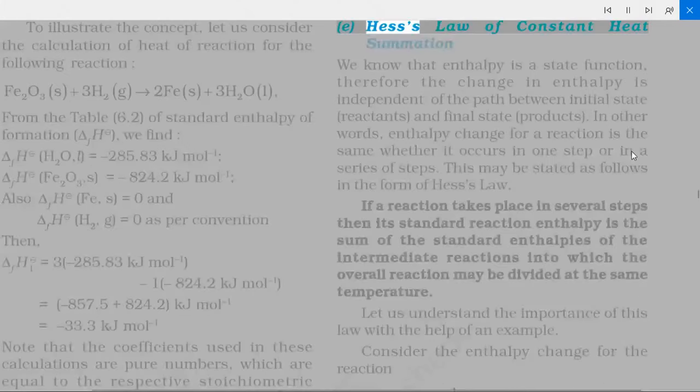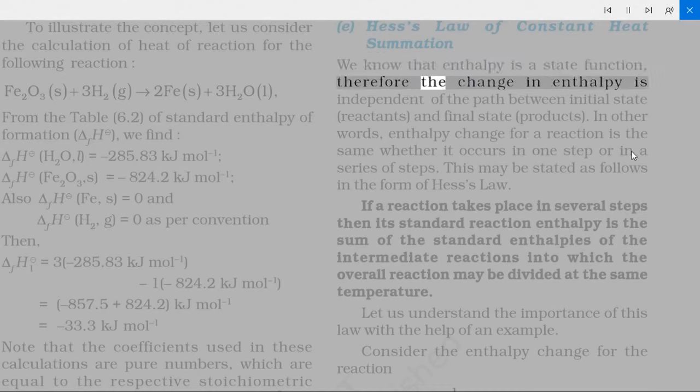E. Hess's law of constant heat summation. We know that enthalpy is a state function, therefore the change in enthalpy is independent of the path between initial state, reactants, and final state, products. In other words, enthalpy change for a reaction is the same whether it occurs in one step or in a series of steps. This may be stated as follows in the form of Hess's law.